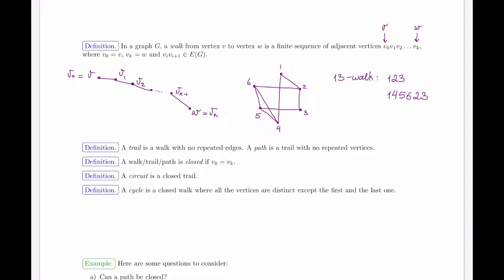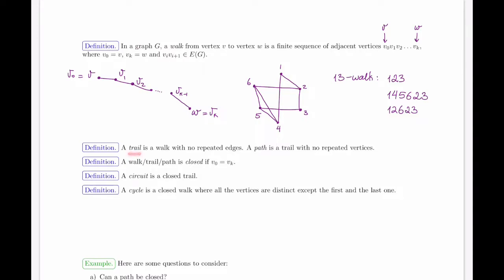But I could also repeat vertices. So for example, I could go 1, 2, 6, and then back to 2, and then down to 3. So 1, 2, 6, 2, 3 is yet another walk of mine. So it means that my definition here could be a little bit sharpened to clarify whether or not I'm repeating anything along the way. And this is what the other two definitions are for.